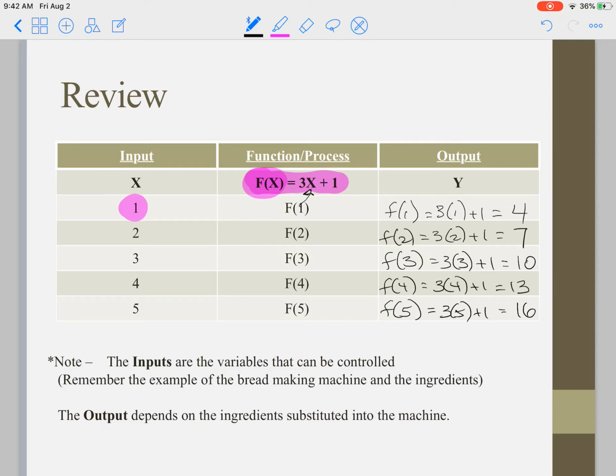16. At the bottom of the screen there, it says the inputs are the variables that can be controlled. In other words, you get to choose all of these. Now, I guess technically at this point you didn't, because they were already in that chart, but you can choose what you input for x. The output, or our y's over here, are dependent, or they depend on the things that we picked with our input. So we input, put it in our function, our process, our equation, and we get the outputs.